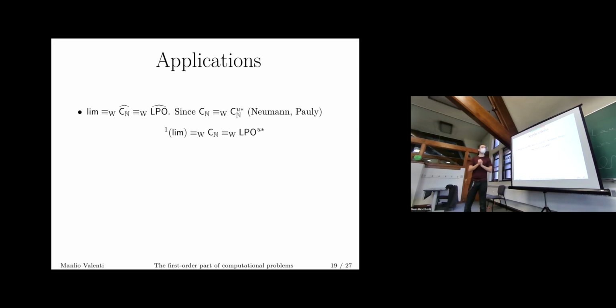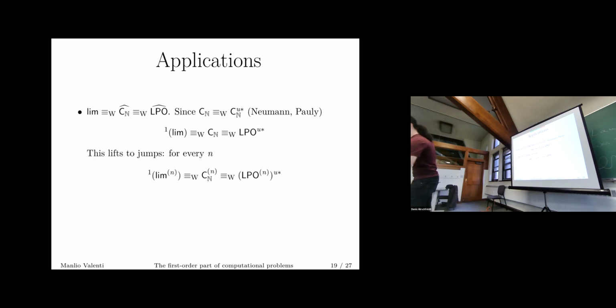And given that Neumann and Pauly prove something stronger, which implies in particular that choice on natural numbers is actually equivalent to its unbounded parallelization, you at a glance get a characterization of the first order part of lim just by saying that it's choice on natural numbers, it's actually LPO U star. And of course, lim is fairly strong from the point of view of strong reducibility. So you also have that this generalizes to jumps, and you get the characterization of the first order part of the nth jump of lim for every n.